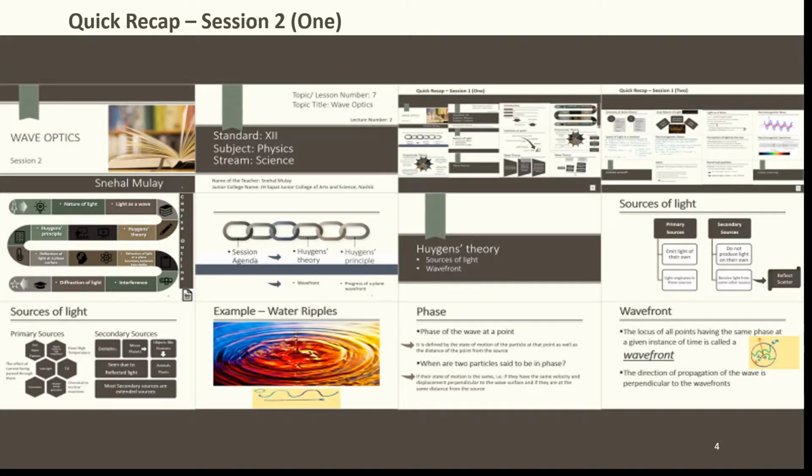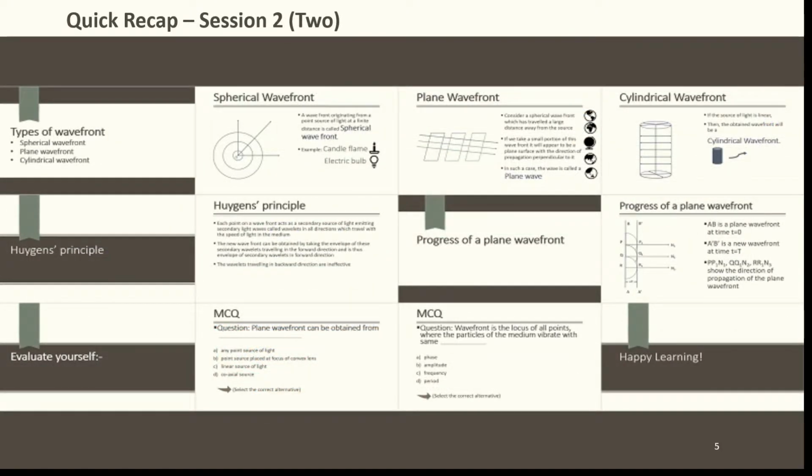Before we start today's session, let us have a quick recap of the previous session. We discussed Huygens theory, sources of light, wavefront, types of wavefront, Huygens principle, and progress of a plane wavefront.